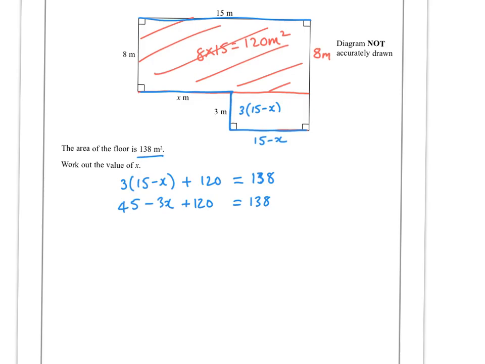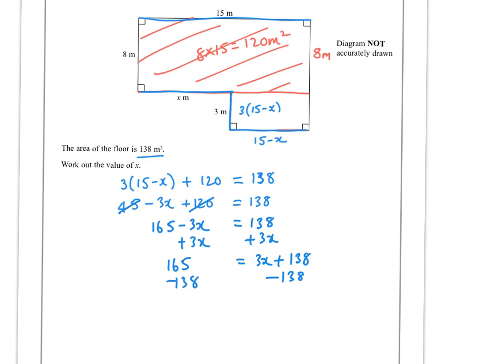And then we just need to solve for x. So we've got 45 and 120 is 165 minus 3x is 138. I would add 3x to both sides, and I'd get 165 equals 3x plus 138. Take the 138 from both sides, and then it looks as though I'm left with 27 equals 3x, divide by 3, and so x equals 9, and that will be 9 metres.